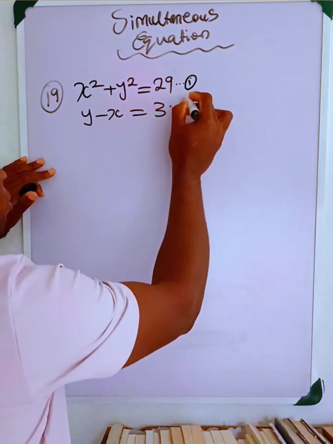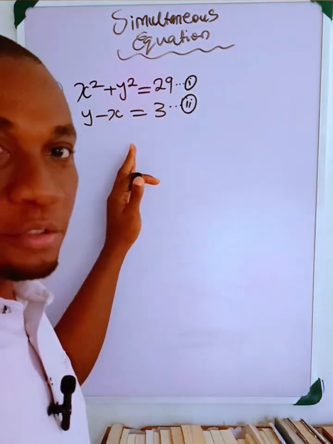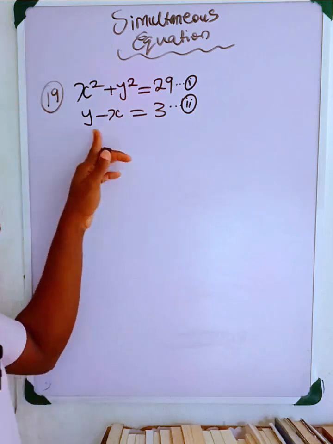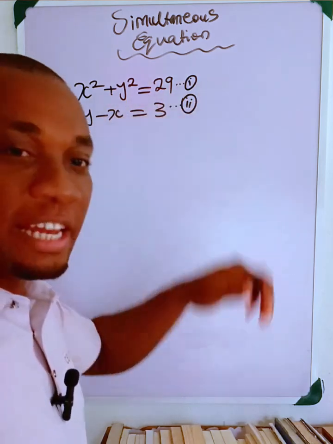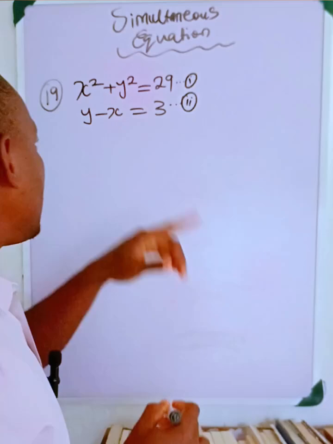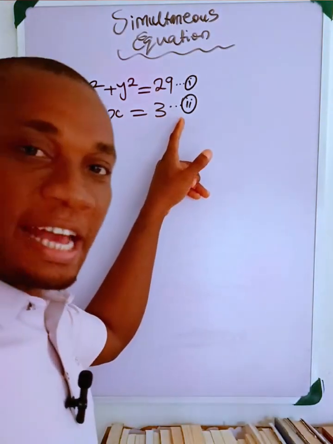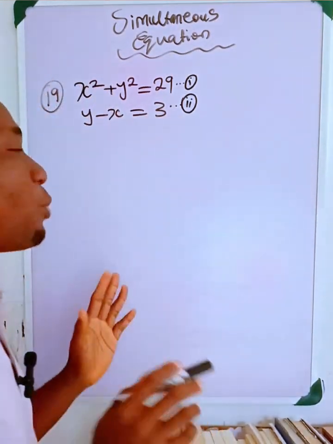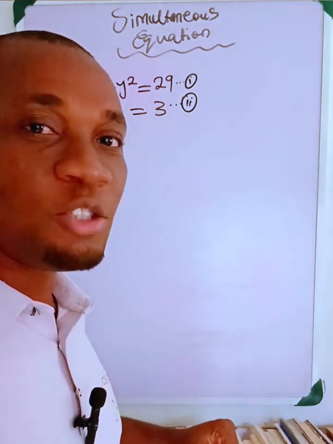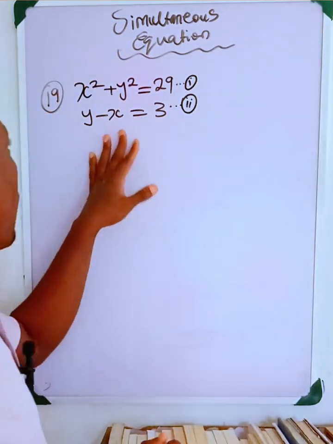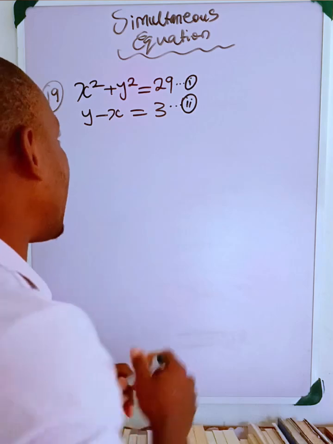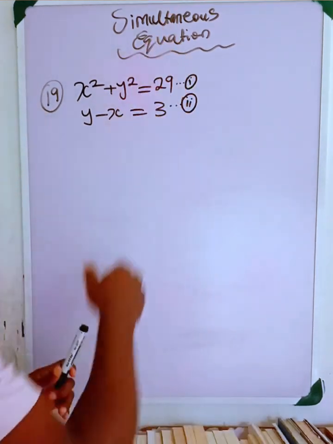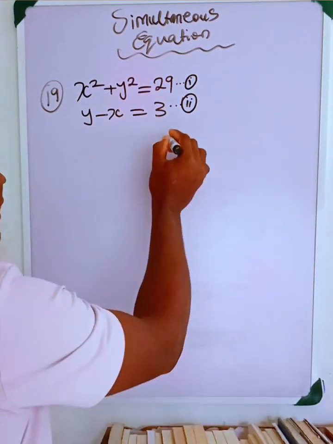That's equation 2. If you look carefully on the board, you will discover that equation 1 is not a linear simultaneous equation, but equation 2 is a linear simultaneous equation. So we are going to take it gradually to be able to find the value of x and y and be able to equate it to these values. Let's divide the board.